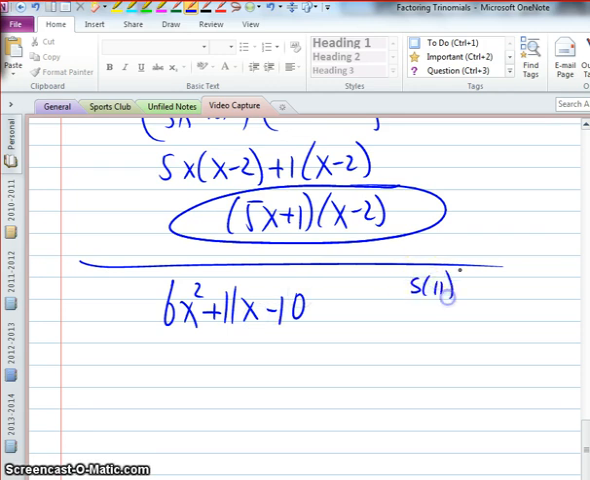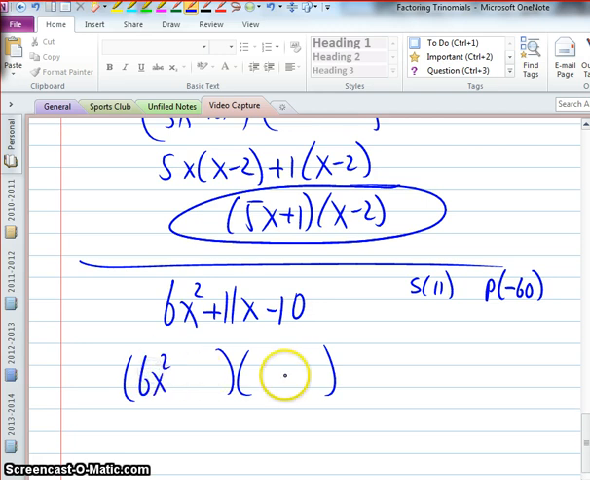So we're looking for a sum of 11 and a product of negative 60. So 6x squared, negative 10, and the only question is how do we distribute the 11? Oh, let's see, 1 times 60, 2 times 30, 3 times 20, silly, 4 times 15. I think there's a winner.